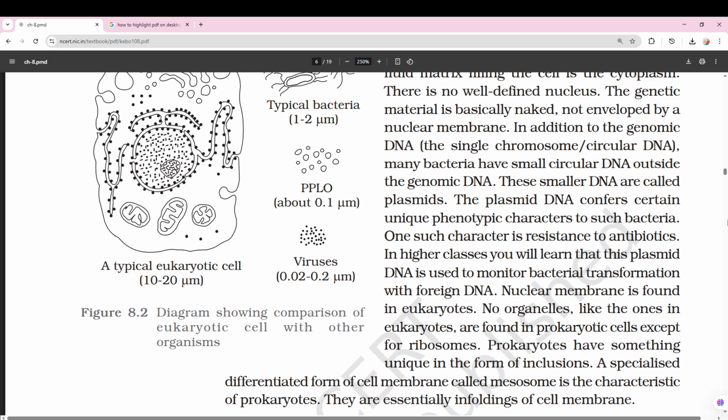Prokaryotes have something unique in the form of inclusions. A specialized differentiated form of cell membrane called the mesosome is the characteristic of prokaryotes. They are essentially enfoldings of the cell membrane.